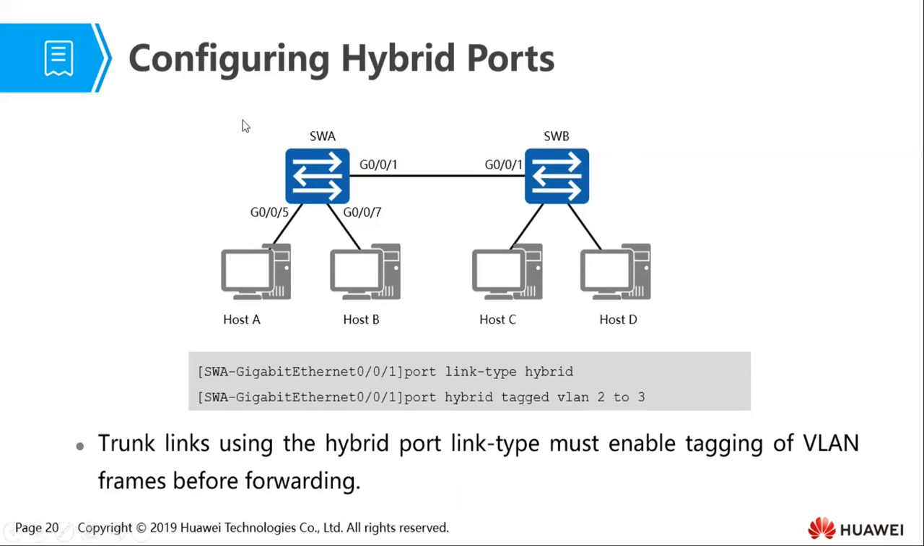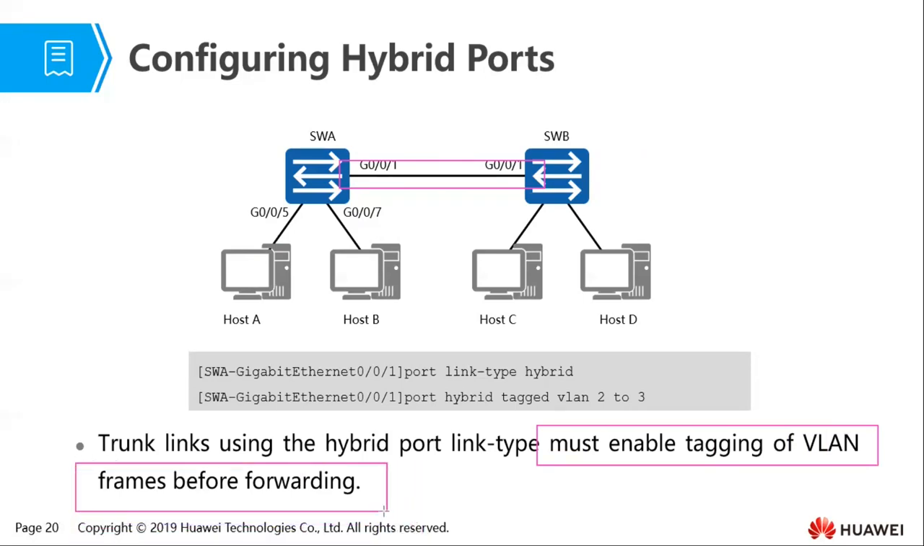Then now we can configure the hybrid tagged port, this one here between switch A and switch B. And in particular, here we must enable tagging of VLAN frames before forwarding. So the frames have to be tagged before we forward between the switches. So we go to this particular interface, G0/0/1 in switch A. We use the command port link type hybrid. Then port hybrid tagged vlan 2 to 3.